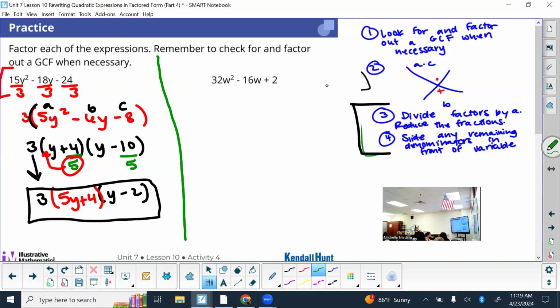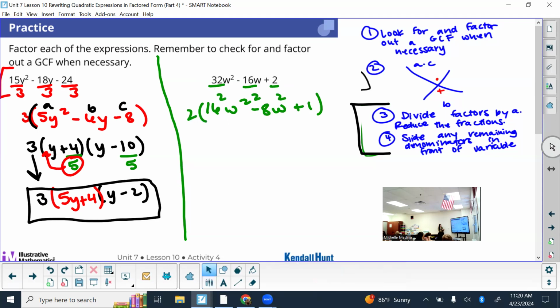first step is to look for and factor out a GCF when necessary. Is there a GCF between 32, 16, and 2? Okay, good. GCF is 2. When I factor it out, I can't factor out any variables because they don't all have variables. In my parentheses, I get 16w squared minus 8w plus 1. So any questions on factoring out a GCF?